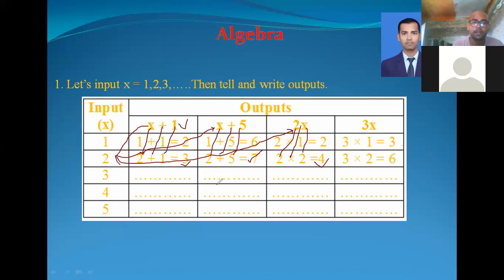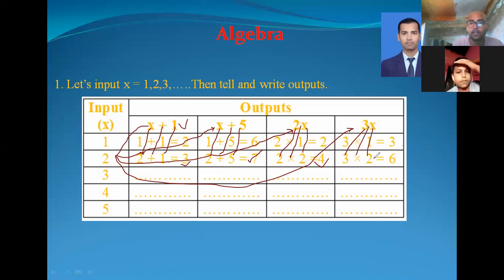again in the fourth expression we have here, we replace the variable by its value, so that 3 is copied again, and between 3 and x there is no sign. That's why the multiplication sign is given between 3 and x, and the value of x we replaced is 2 here. So after multiplying 3 and 2, we have the output 6.